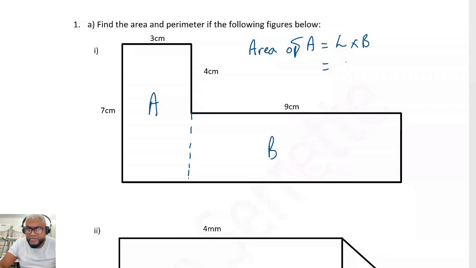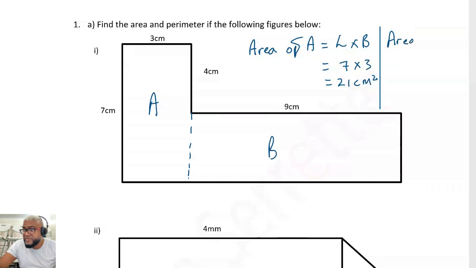So the length would be 7 by 3 for A. Right, 7 by 3, so we will get 21 centimeters squared. Remember, it's an area, so you must express your area in centimeters squared. Then we will proceed to find the area of B. B is the same rectangle, so it'll be length multiplied by breadth.